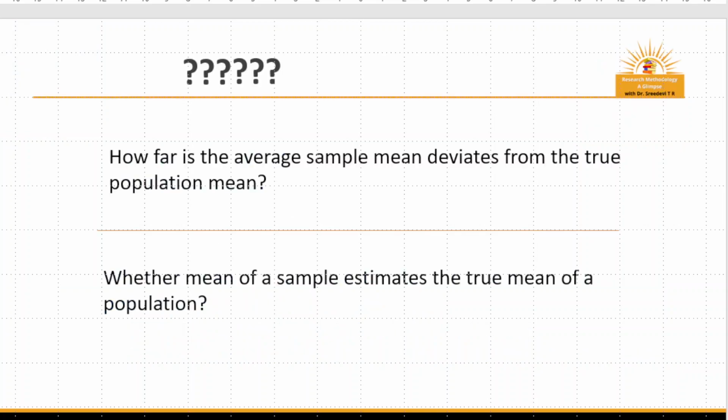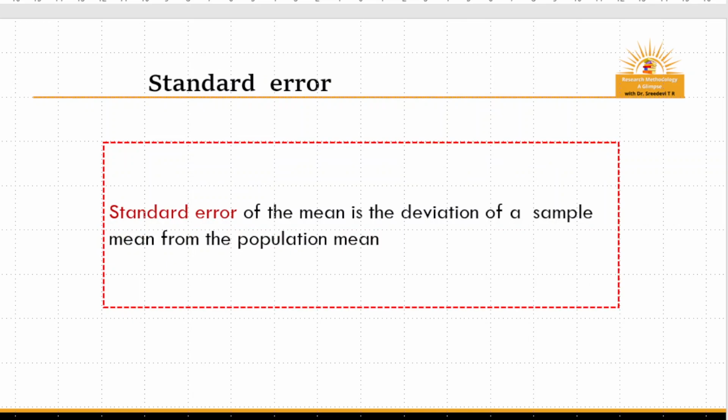How far does the average sample mean deviate from the true population mean? Whether the mean of a sample estimates the true mean of a population. These questions are answered by standard error. Now let us have a look at standard error.